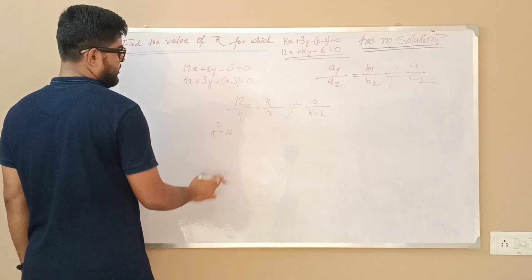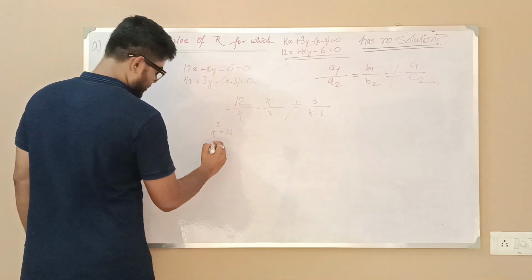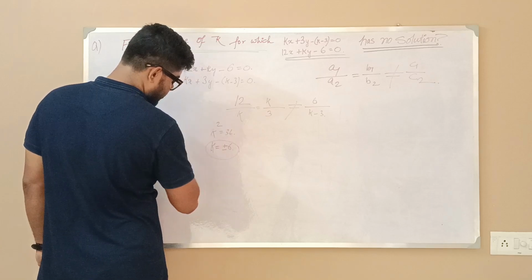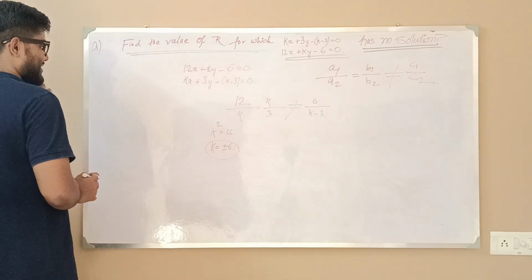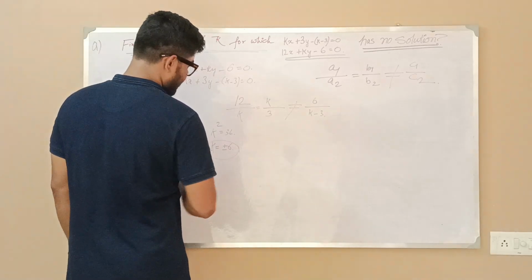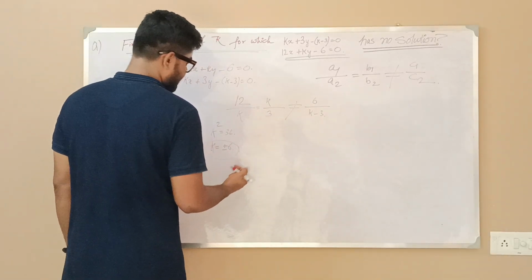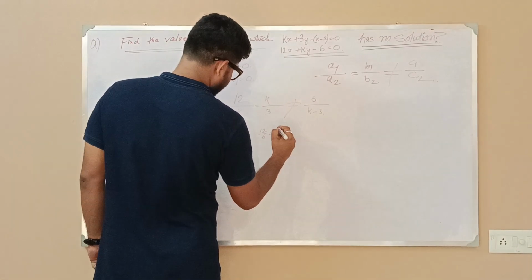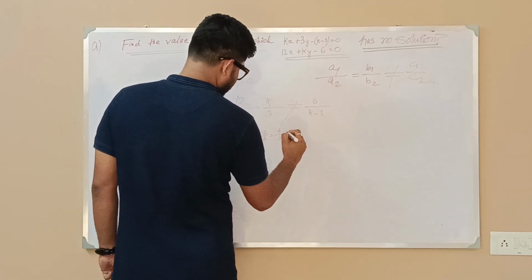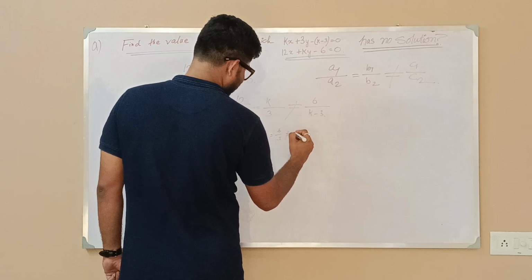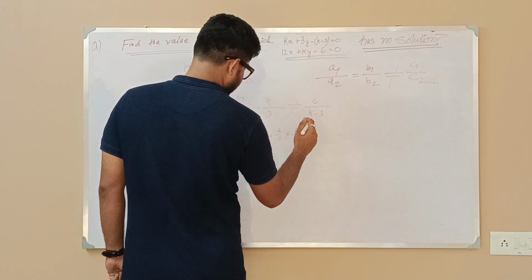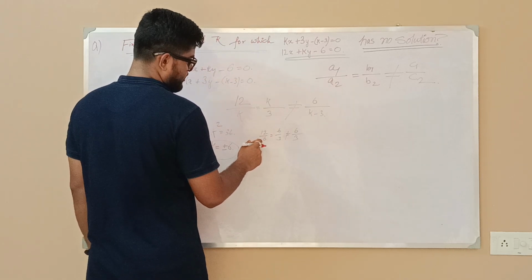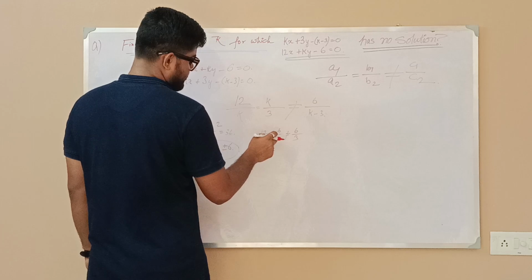This into this equals k². So the value of k will be ±6. Now we have to check which value it satisfies. If the value of k is 6, positive 6, then 12/6 = 6/3 ≠ 6/(6 - 3). Okay, so this is 2, this is 2, this is also 2.